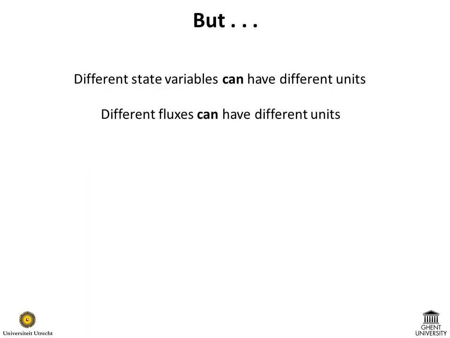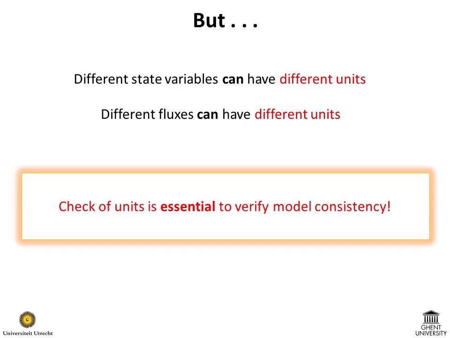We emphasize, however, that it is not always true that the units of each state variable must be the same. For instance, in our simple lake model, it was logical to express the units of the state variables in moles of nitrogen per cubic meter of water. However, if we add sediment compartments, then this unit makes no sense. Instead, sediment compartments are better expressed per surface of sediment. Therefore, we emphasize that it can happen that state variables have different units.